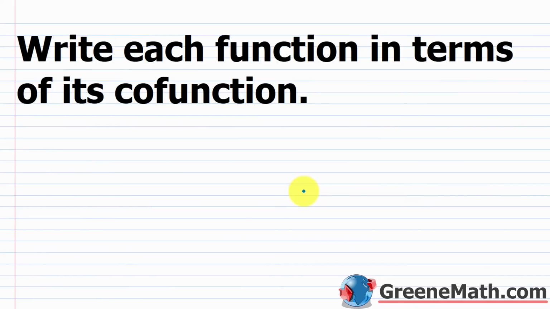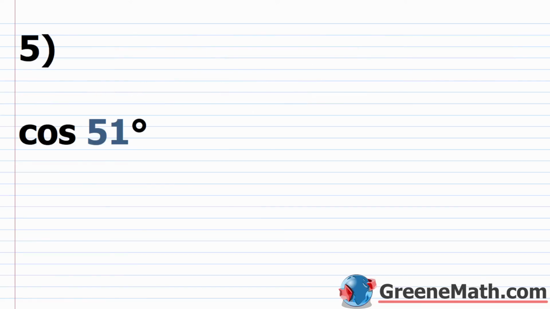All right, for the next few problems, we're going to write each function in terms of its cofunction. So we discussed this in the lesson. For problem 5, we have the cosine of 51 degrees. So we know that the cofunction, when we deal with cosine, is going to be sine. So we know that the cosine of some angle theta, where theta is going to be some acute angle, is equal to the sine of 90 degrees minus this angle theta. Okay, so this is always true as long as this theta here is an acute angle.